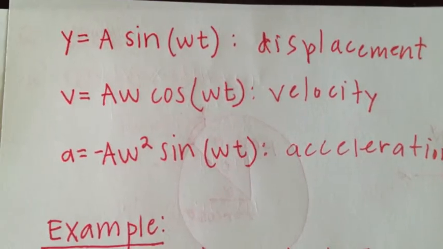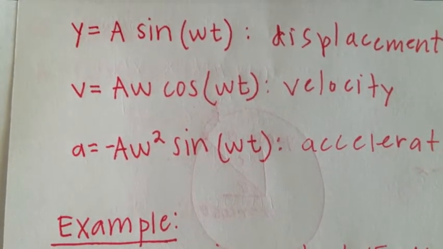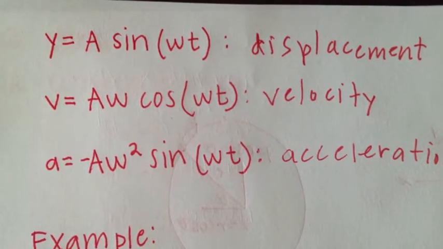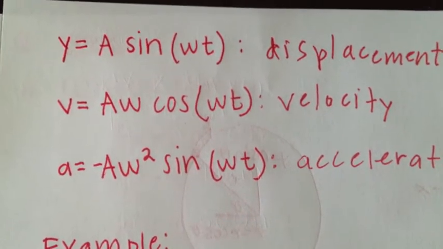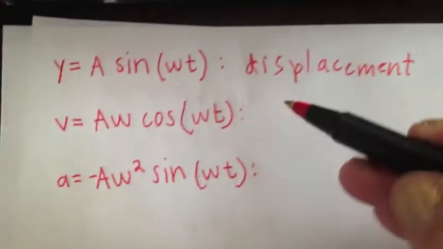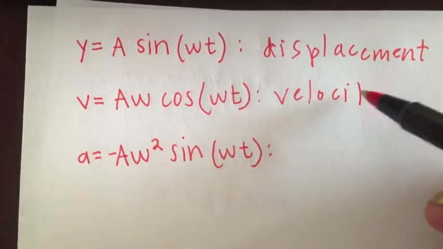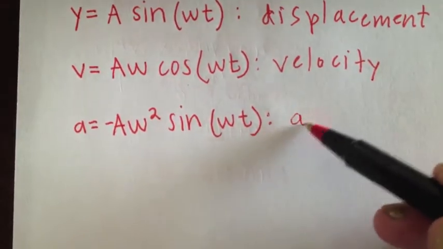So in other words, the same equation applies to the position of the object experiencing simple harmonic motion and to the position of the object in uniform circular motion. So these two equations are related. The second equation is for velocity. And this third equation is about acceleration.